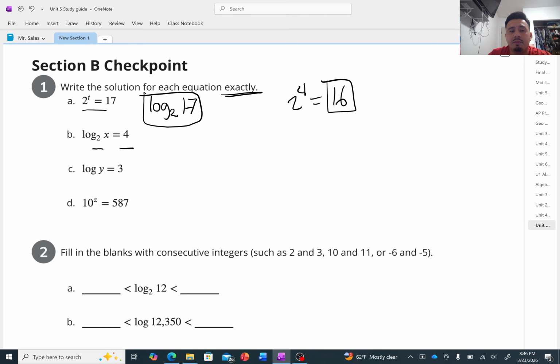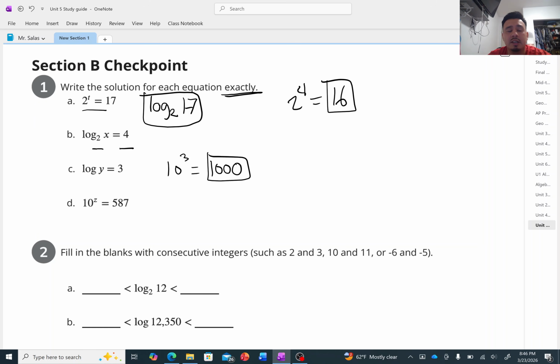Let's look at 3. Log base 10. Remember, when you don't see a number next to the logarithm, that means it's base 10. Log base 10 of y is equal to 3. So that means 10 to the third power will equal y. In this case, it'll be 1,000. So my answer will be 1,000.